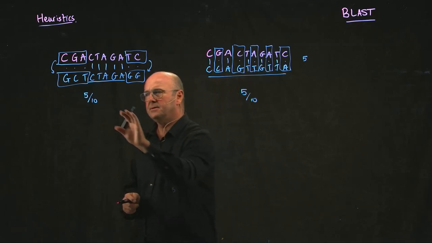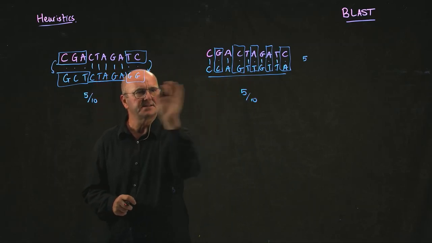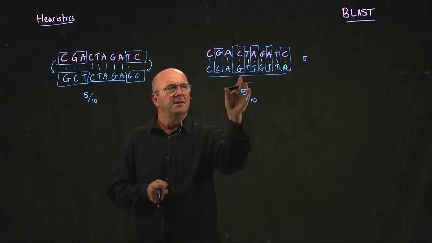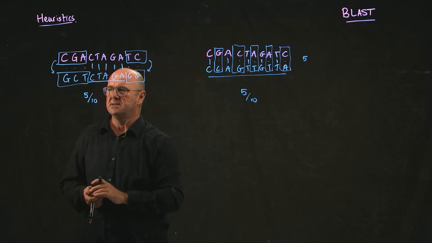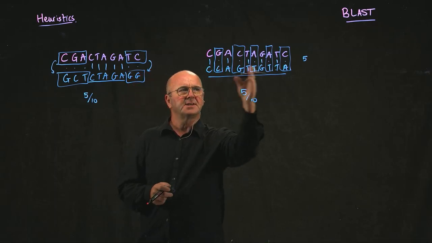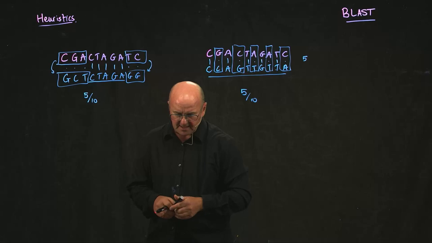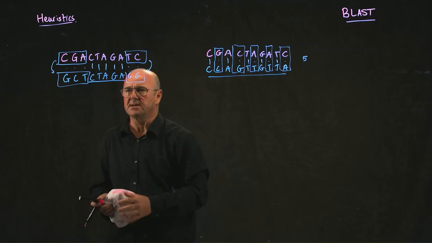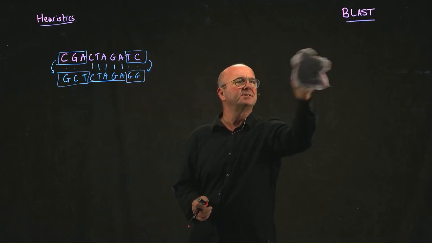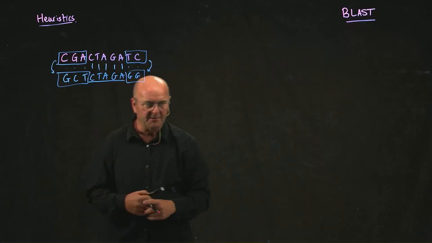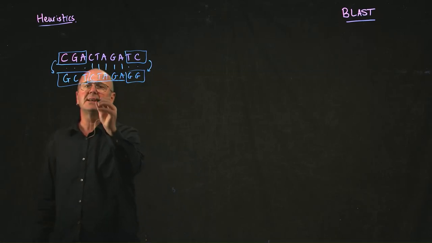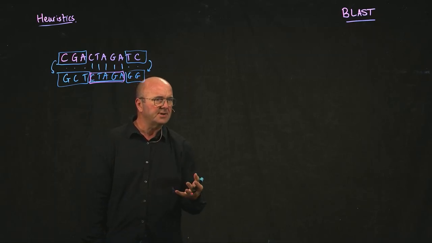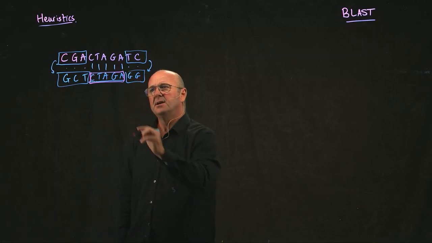So even though they're the same level of identity based on just identical position or identical bases, having a word that matches suggests something a little bit more important than just having independent matches. Now, this is really cool, because we can use this as a heuristic. We can get rid of thinking about searches where every other base matches, because we don't care about that. And what we can do is build an index of all of the words in our queries or in our databases and find cases where we have words that match.